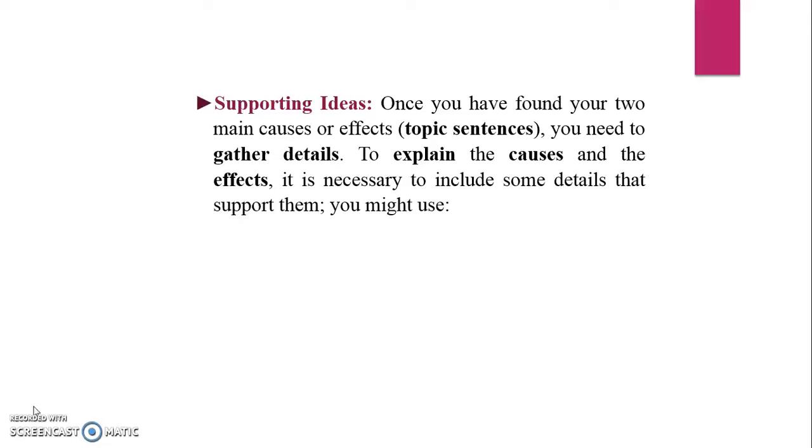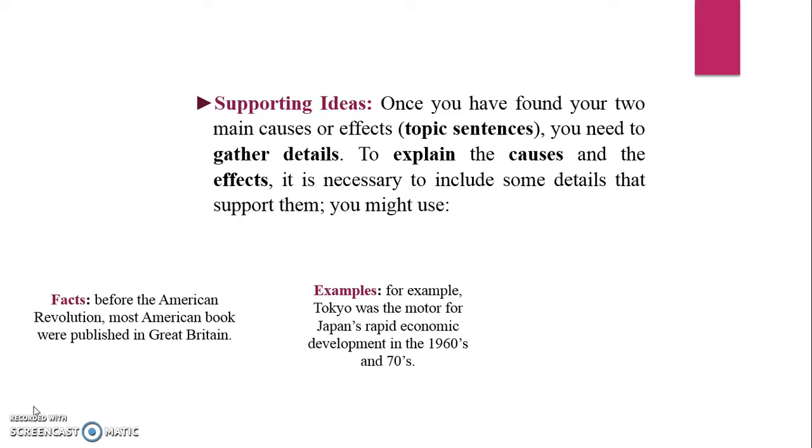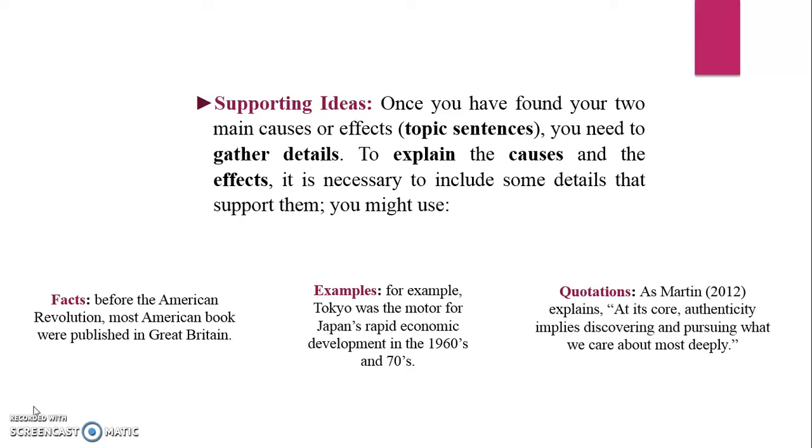The second part of the body paragraph is the supporting ideas. Once you have found your 2 main causes or effects, topic sentences, you need to gather details. To explain the causes and the effects, it is necessary to include some details that support them. You might use, first, some facts. Second, some examples. And third, some quotations.